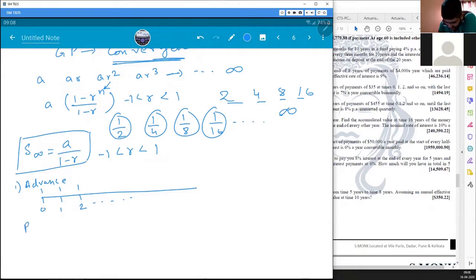So for our present value, again, we can only find present value. We cannot find the future value of a perpetuity. First of all, we don't know till when our payment is going. Infinite is not a point in time. So that is why we cannot find the future value.